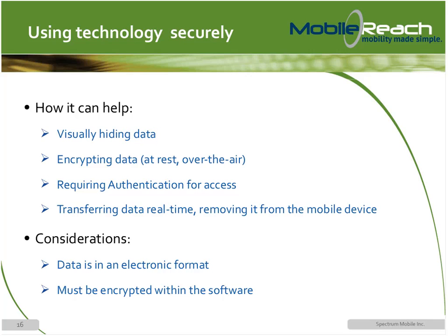Another is requiring authentication for access. If somebody picks up your mobile device and tries to access information, they have to enter your password in order to do that, and they probably don't know your password. Whereas if you dropped a file that had critical information in it, somebody could pick it up, open it up and read it. So the security consideration with electronic data is that it does need to be encrypted for it to be protected.